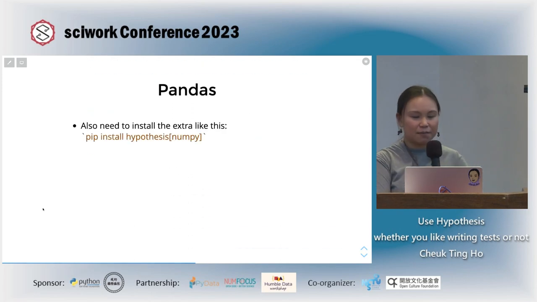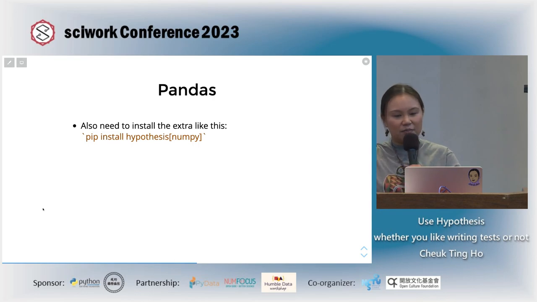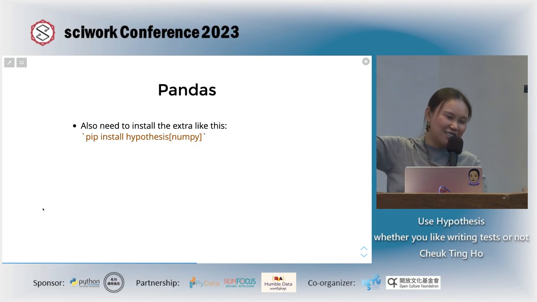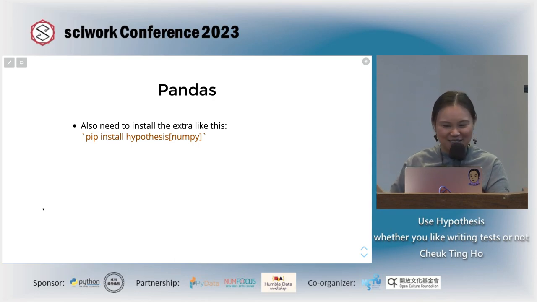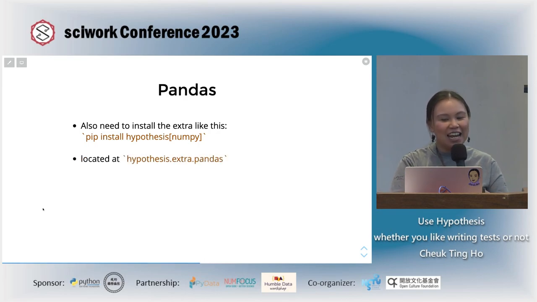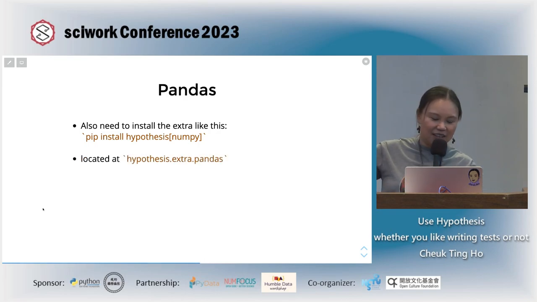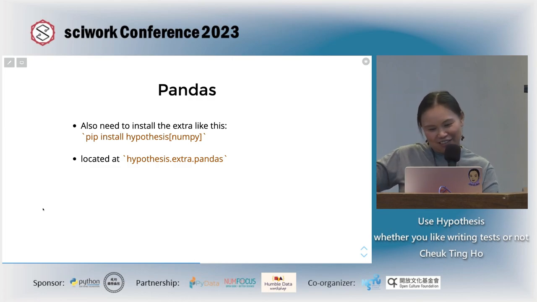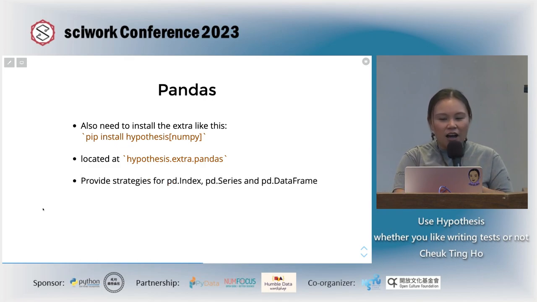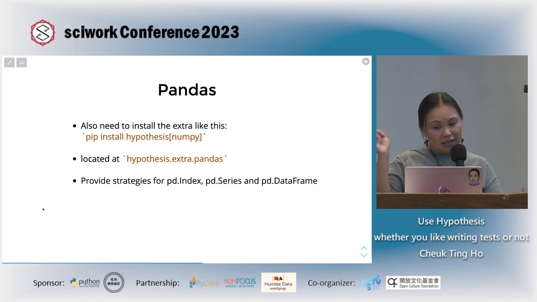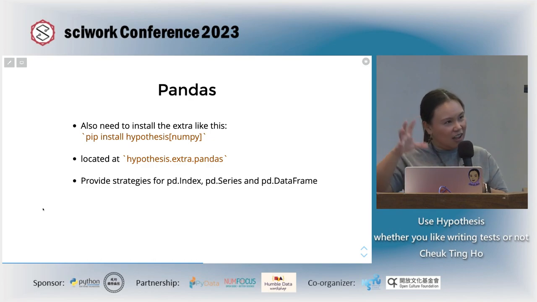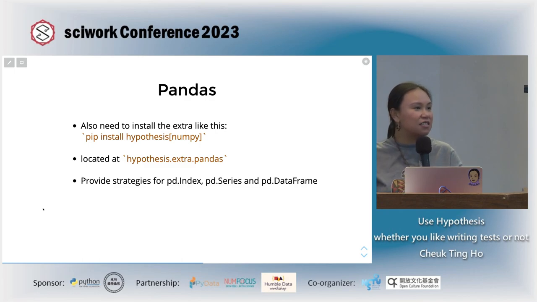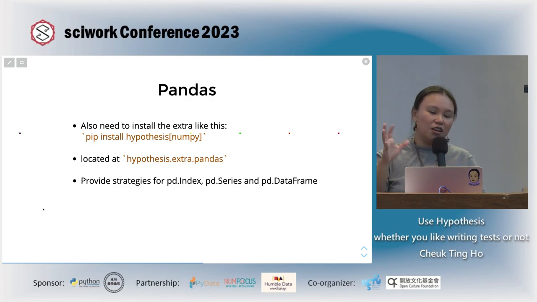Another very similar thing is pandas. Pandas doesn't have a square bracket pandas. It lives together with the NumPy extra, so it's the same way to install it. But it's in another folder, so it's kind of interesting that you install NumPy and then you find it under the pandas folder. So it provides the PD index, so you know, a pandas data frame has an index. It has the series, all these things that you could take and use.